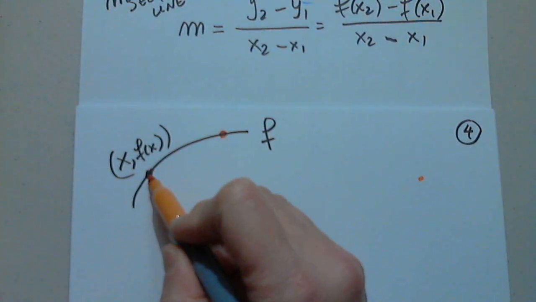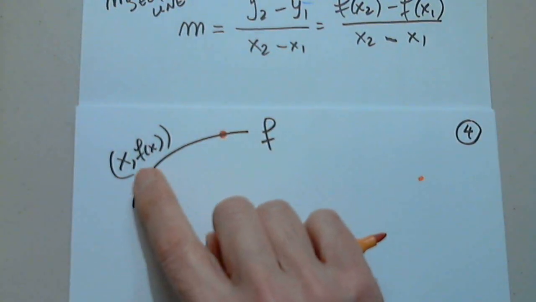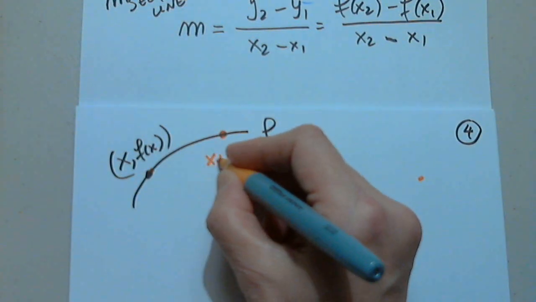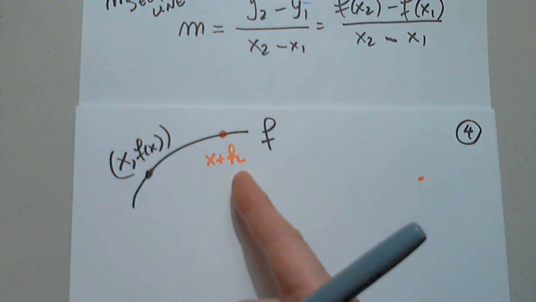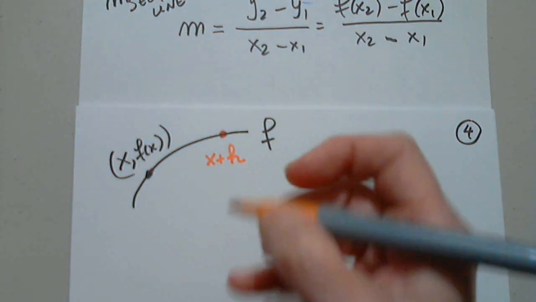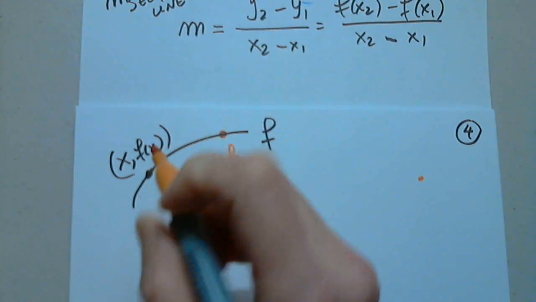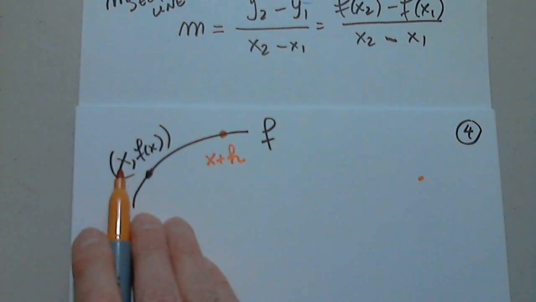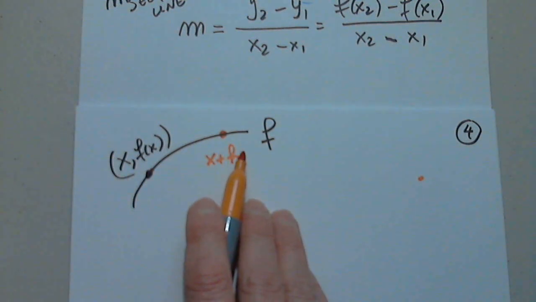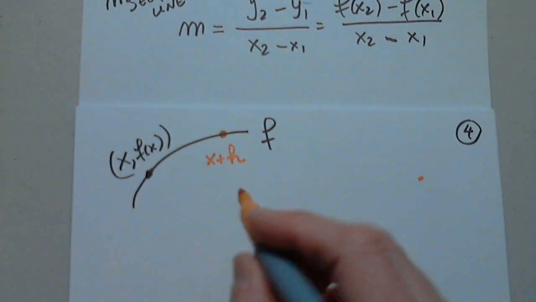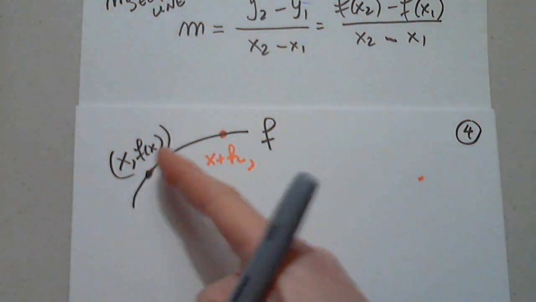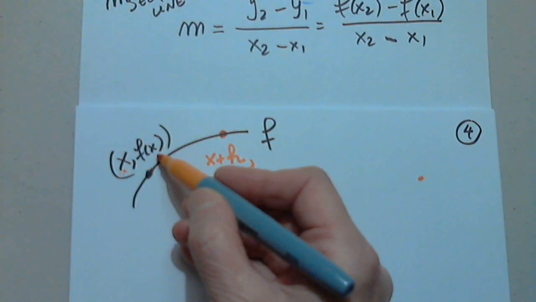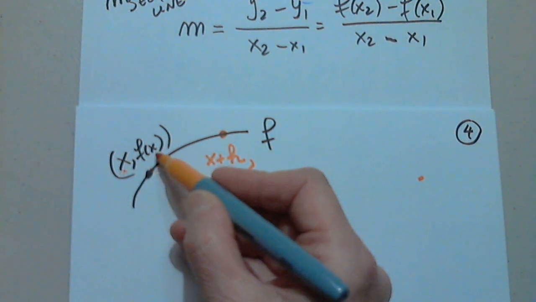Since this is very close to this, it means that the x coordinate of this point is very close to this coordinate. So I'm going to say it's x plus a little bit. This is lowercase h. Because this point is very close. So if this is 1, this is 1.1. If this is 1, this could be 1.01. Very close. Of course, comma, f of that value. X, f of x. X sub 1, f of x sub 1. X plus h, f of x plus h.